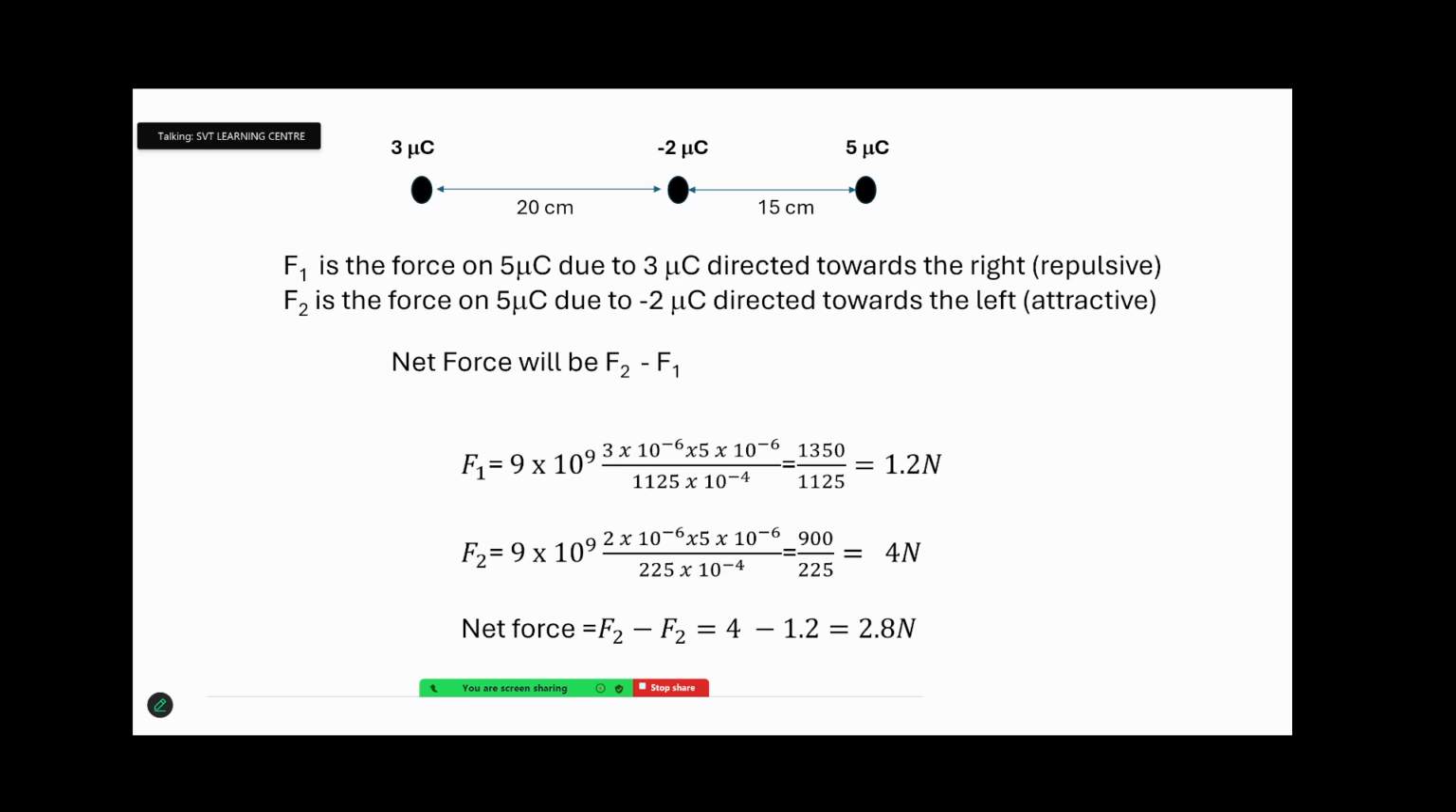In case you want to do it, you pause the video and do all the steps. In case you have any doubt, you can send it to me in the comments.